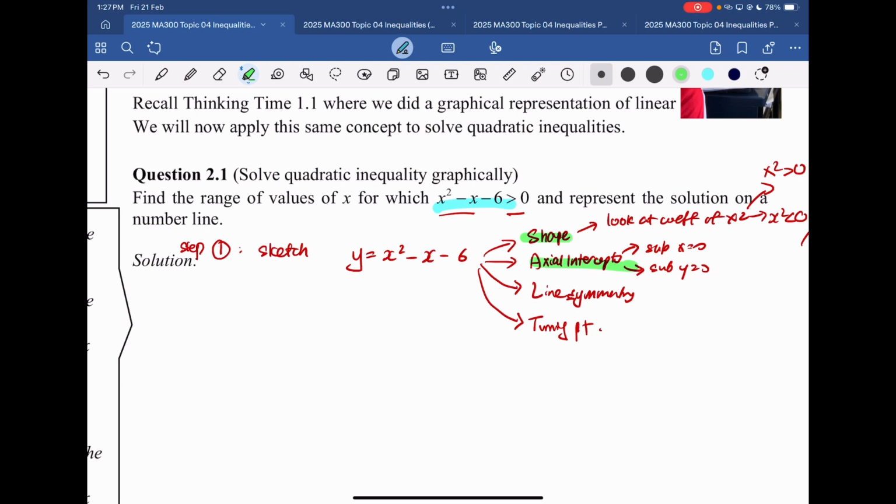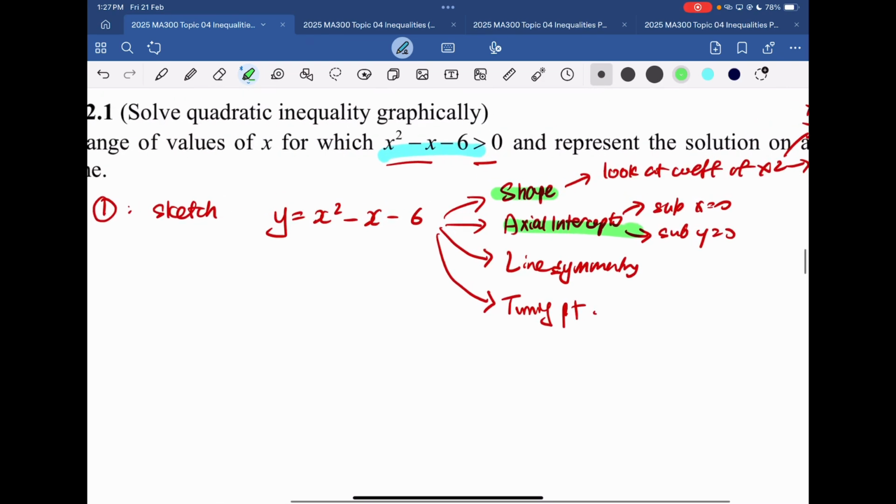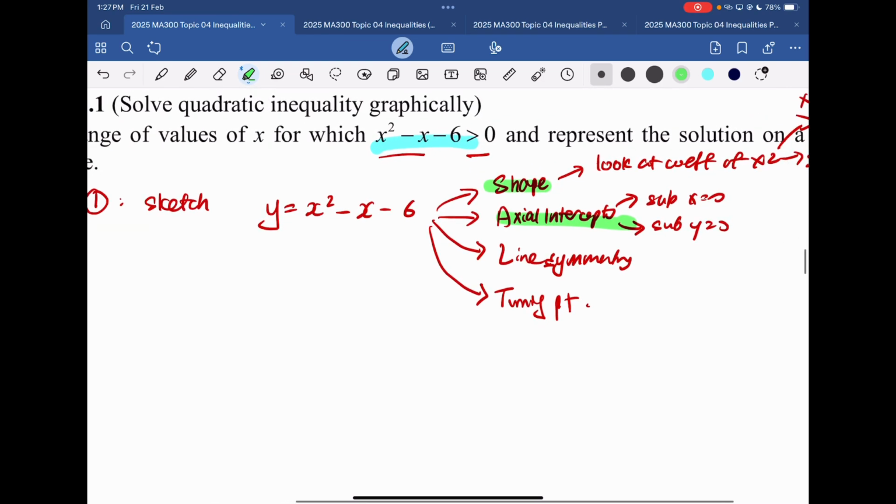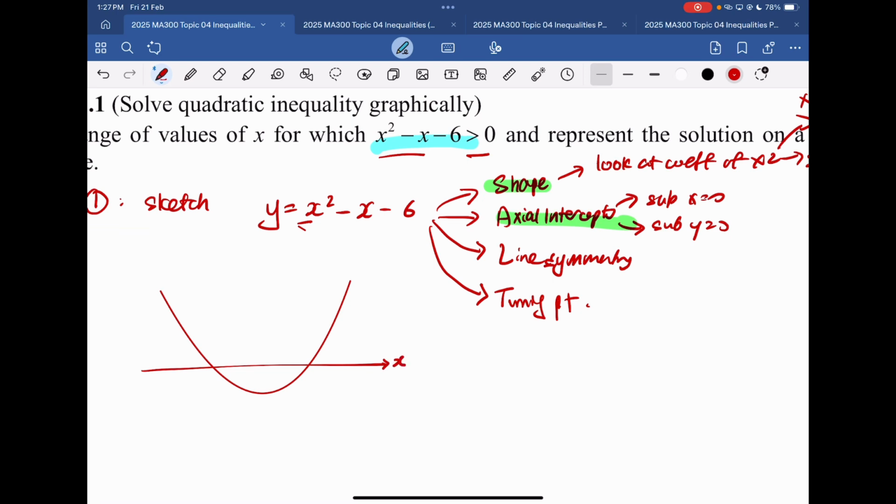Can you tell me what is the shape? Is it a happy or a sad face? Xin Yang, happy or sad face? Okay, we look at the coefficient, x squared is positive, right? This is a happy face. Next, I draw the x-axis.